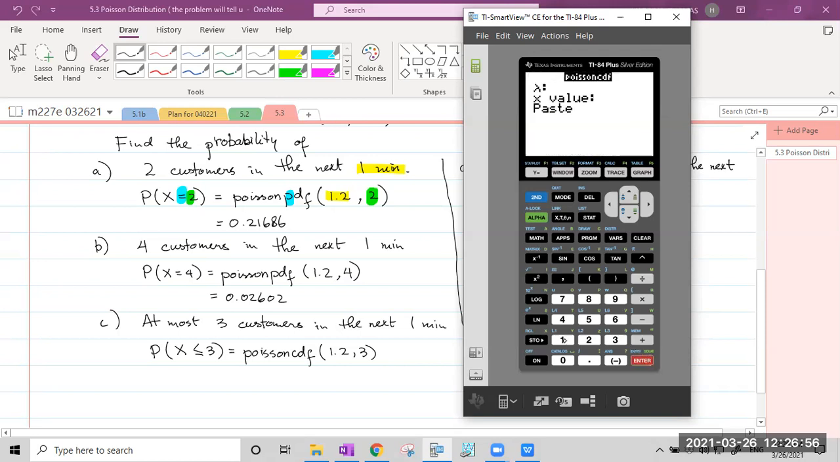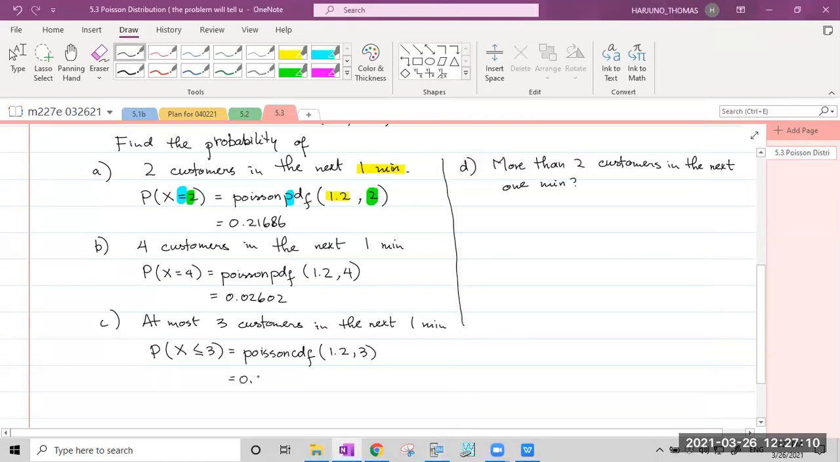Okay, lambda is 1.2, which is the mean for 1 minute. And then up to 3 successes, that will be 0.96623. That's the probability of having at most 3 customers.